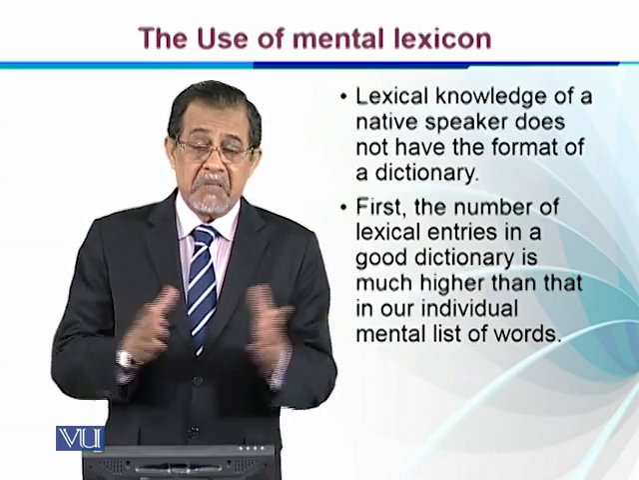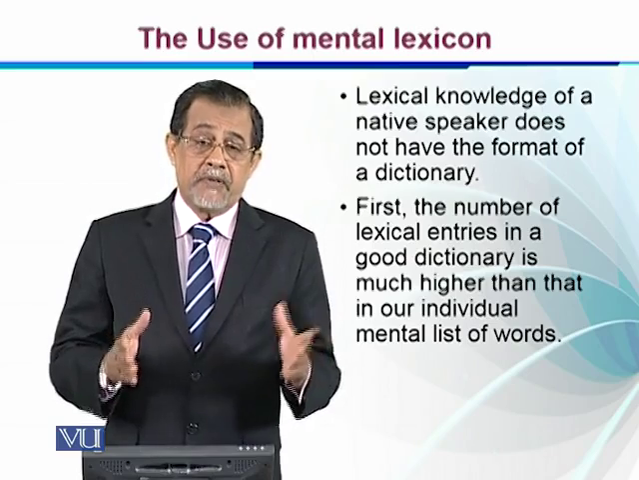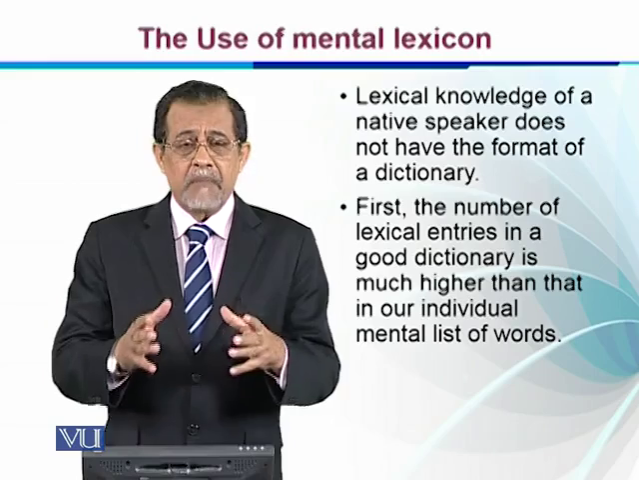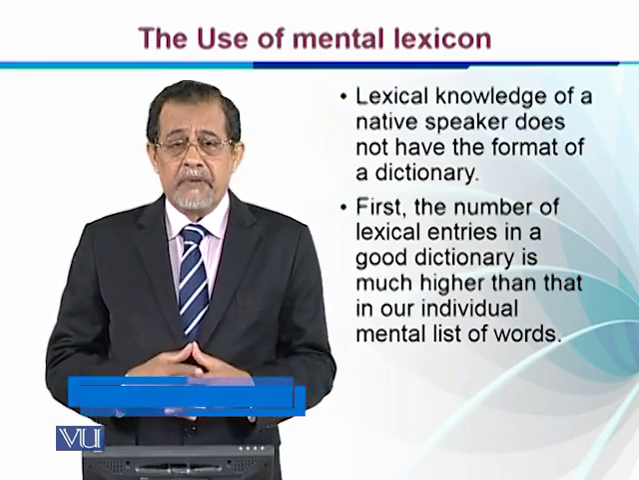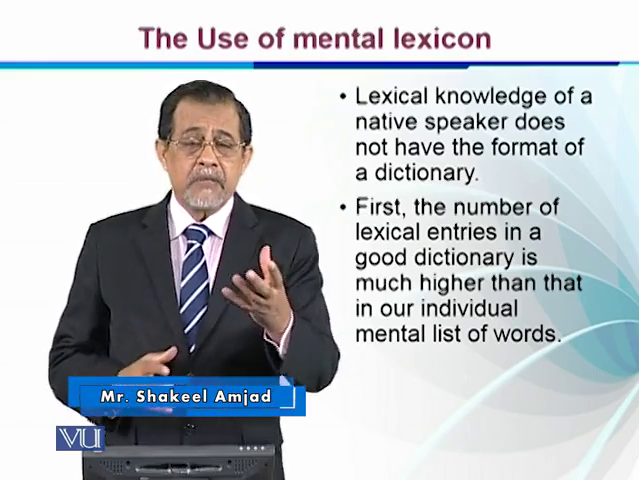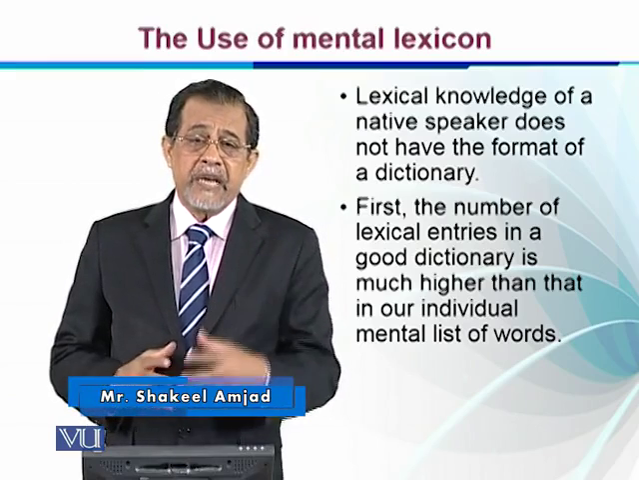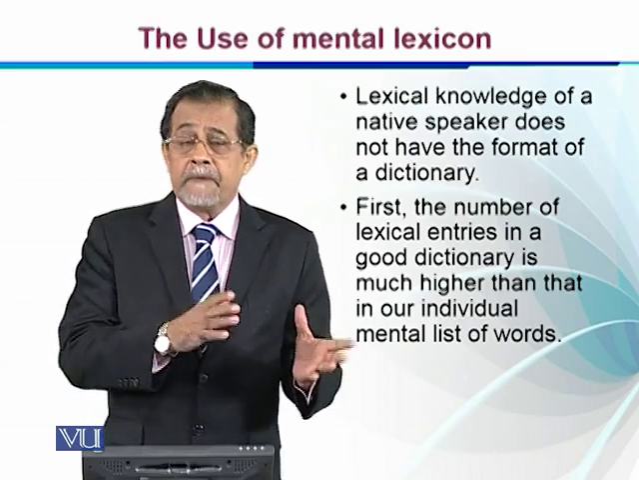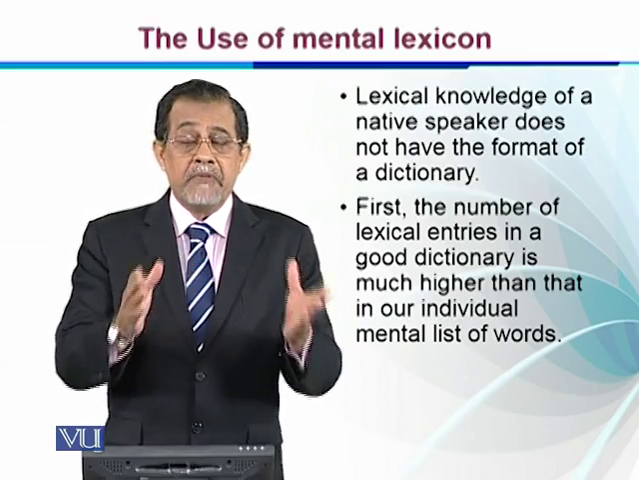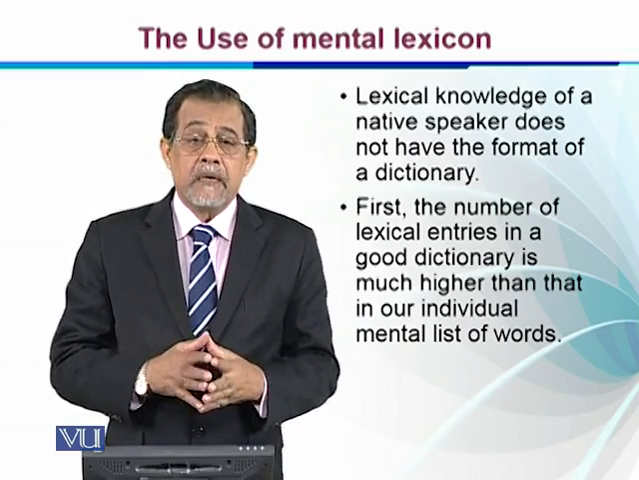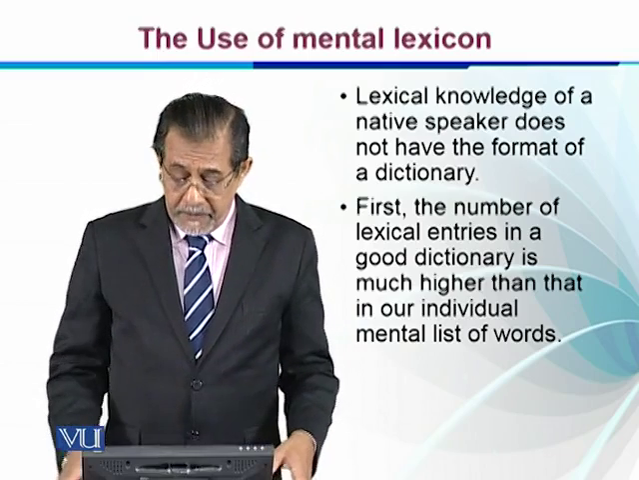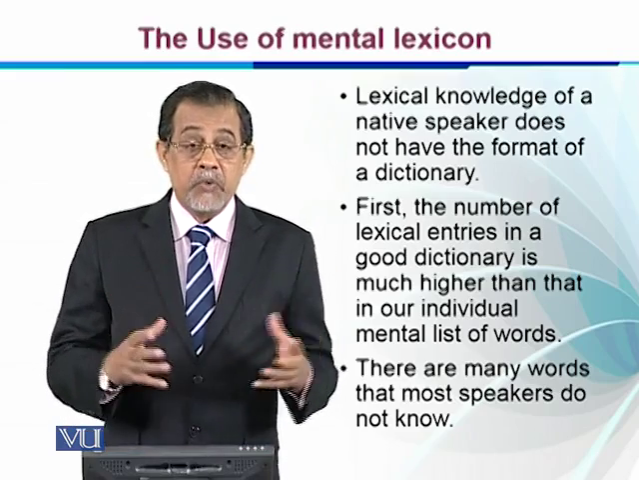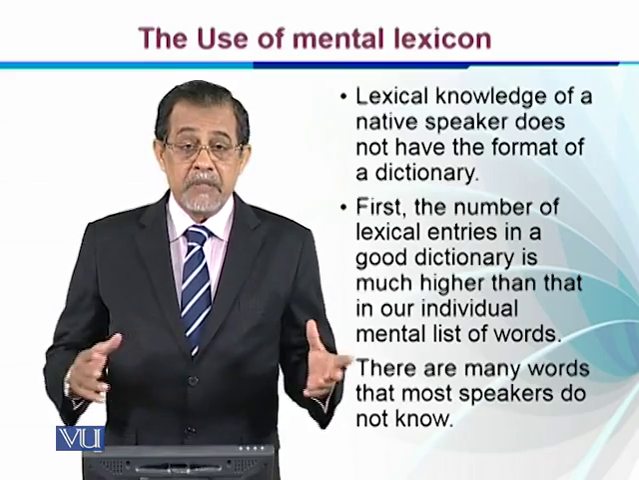We know that there are dictionaries of different types, student dictionaries, technical dictionaries, and the words found in them are in different numbers, right? Generally, it is believed that the words in the English language, for example, are more than 1 million, right? And obviously, even a native speaker cannot know all these words, right? So how many? There are many words which native speakers do not know.